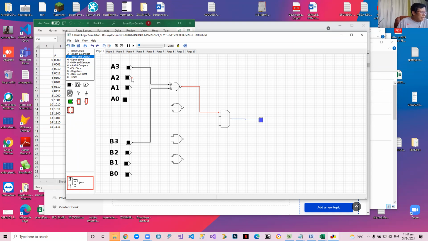And then we are going to connect A2 and B2, pair them together. Then we are going to compare A1 and B1.